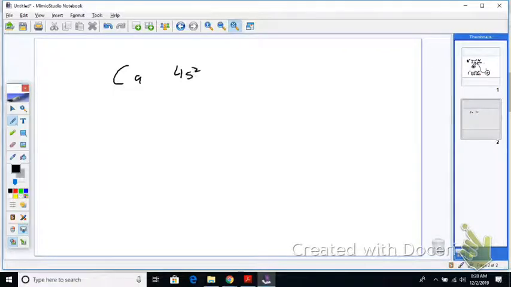4s2. And then the element above is argon. Okay. So it's argon 4s2. It's got those 2 electrons. Okay. We're going to pair it up.